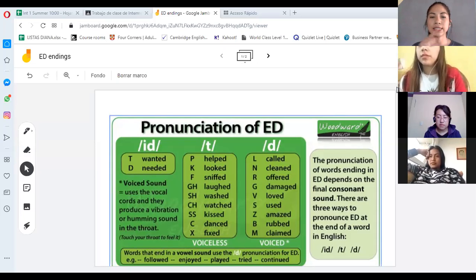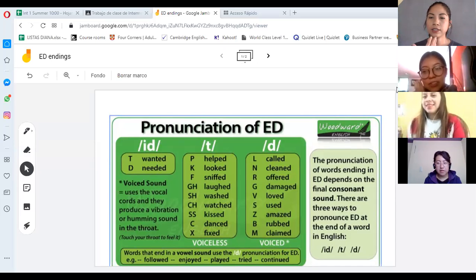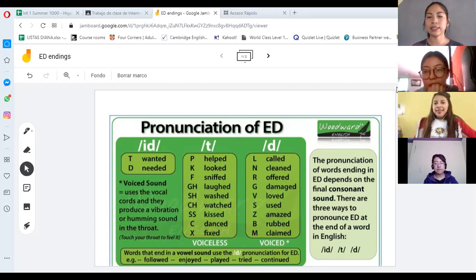This sound, SH. Please pronounce the sound. Necesito que produzcan el sonido. ¿Hay una vibración? No. Pueden contrastar. Se trata de que lo practiquen para que aprendan a diferenciar.